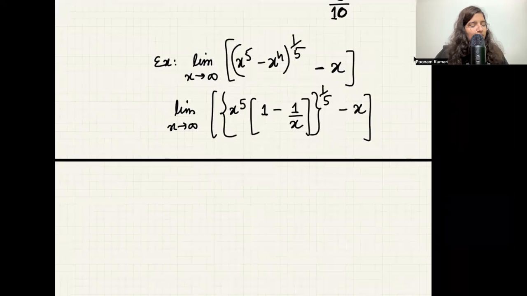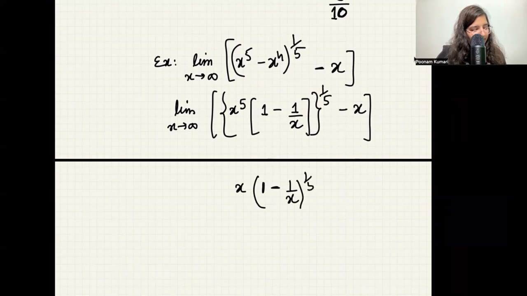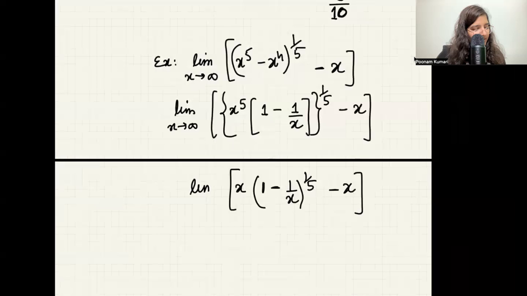So this is x^5. The power can be separated, right? So you get x^5 to the power 1/5, which is x. And this is multiplied by (1 - 1/x) raised to the power 1/5, minus x. This is what you have, and then you have to find the limit as x is tending to infinity.